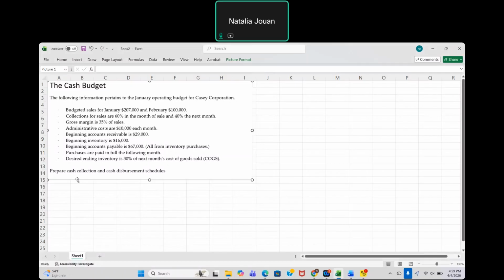And the problem is asking for cash collections and also cash disbursements. So let's start with January. But before we start with January, we want to write down the collection schedule if we're going to be solving for collections, and then the disbursement schedule when we solve for disbursements. So collection, how do we collect? Step number 1, write this down. It's going to help you.